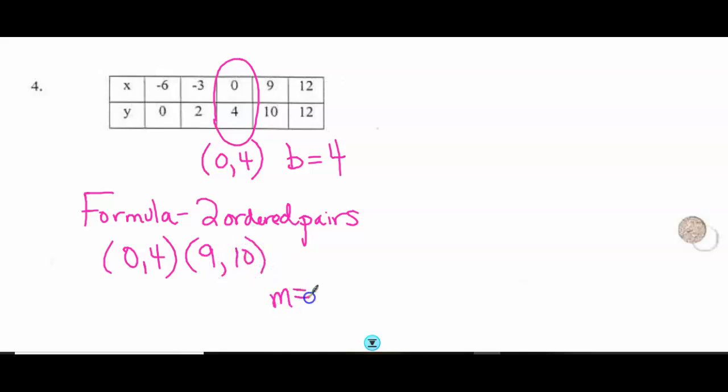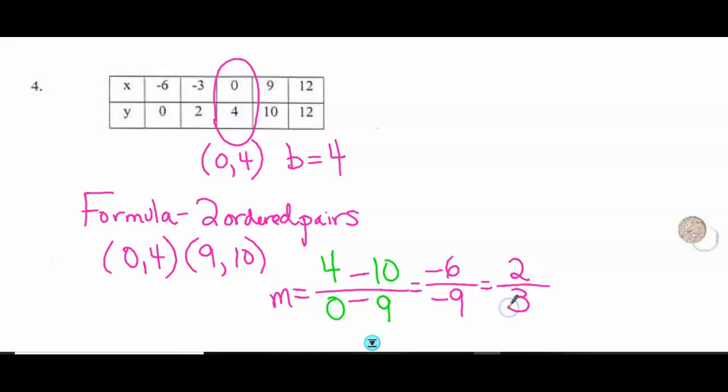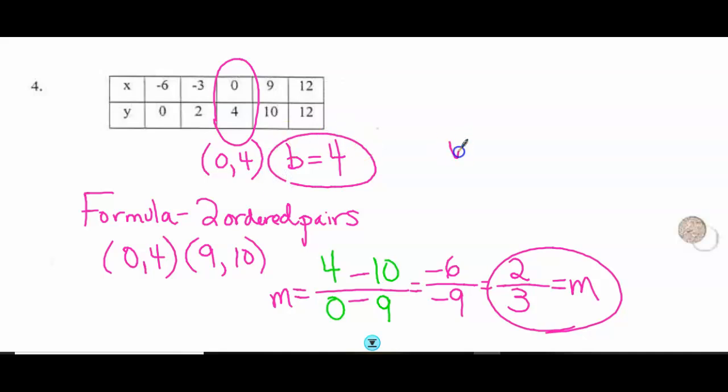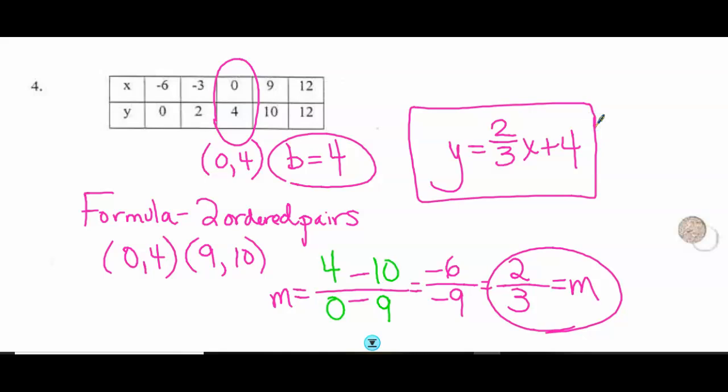So the formula is m equals minus and minus. I'm going to take the y, 4 minus 10, and 0 minus 9. I don't have to change anything. This gives me negative 6 over negative 9. I always have to simplify. That simplifies to 2/3. Positive 2/3 is your m. So now I have my slope and my y-intercept. I'm going to write my equation. y equals 2/3 x plus 4. And I have written my equation in slope-intercept form.